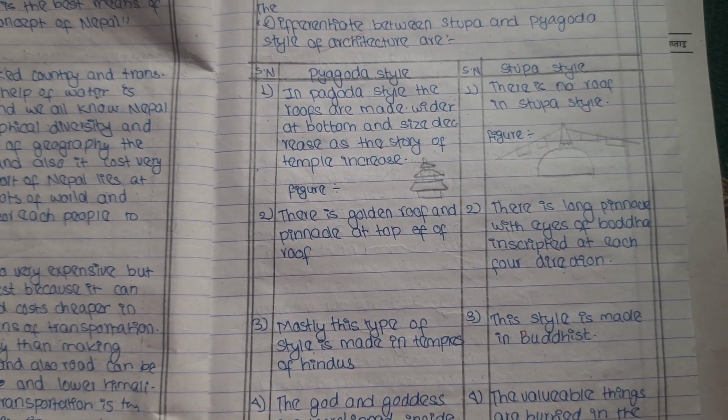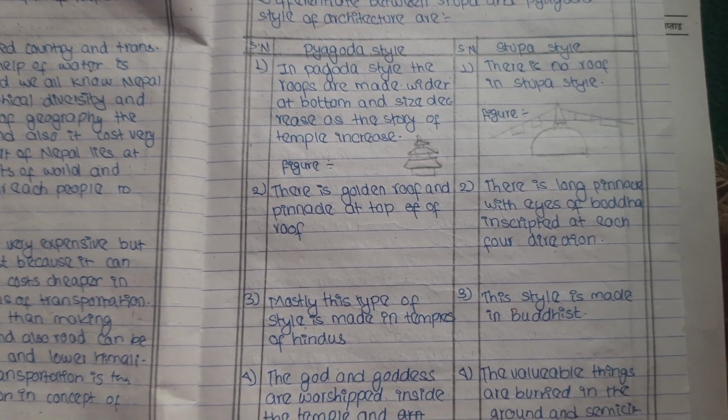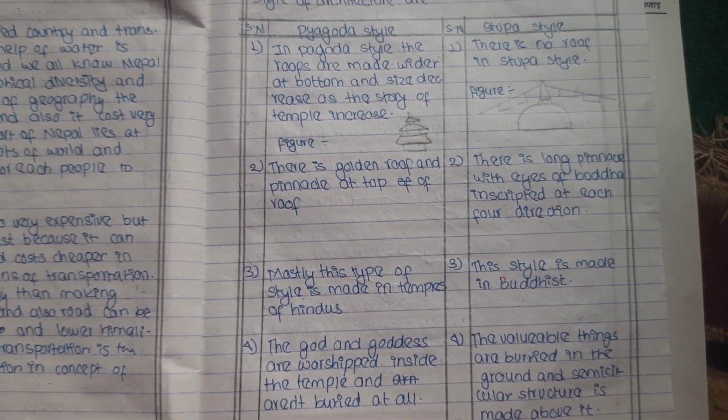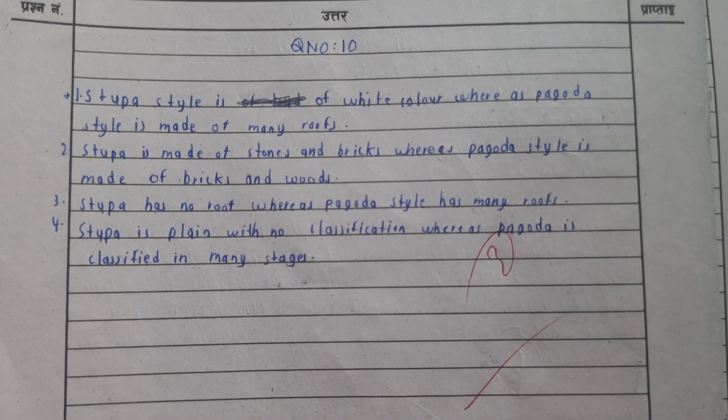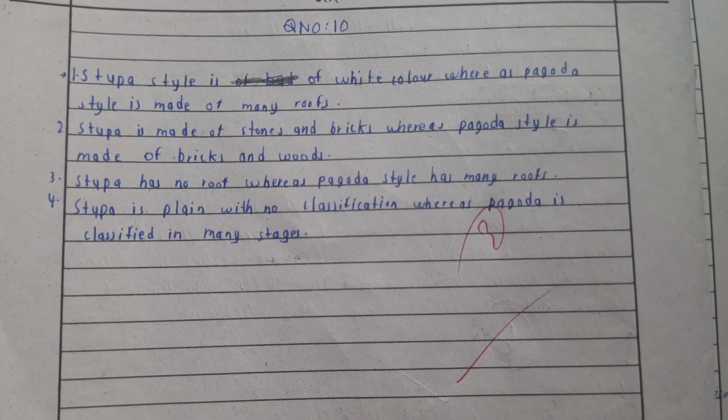Here he is writing or drawing the picture of stupa and pagoda style temple, and each and every point is good enough. But don't write in this way. Differences should be in a table.